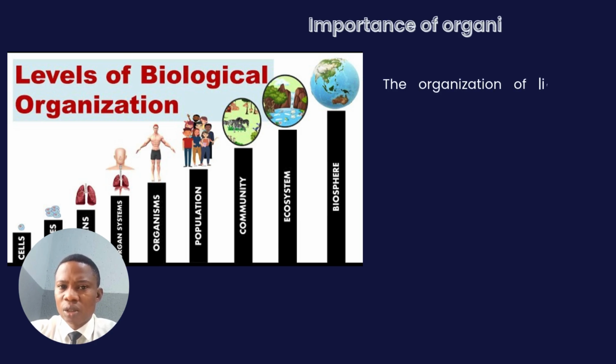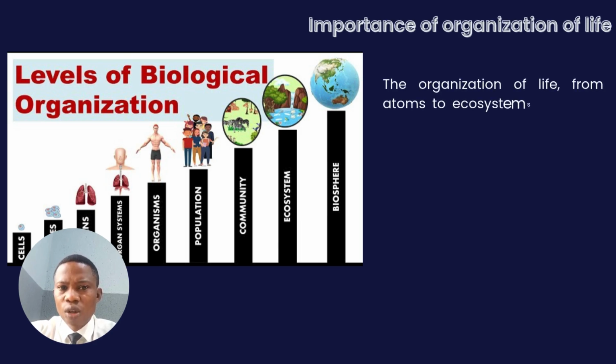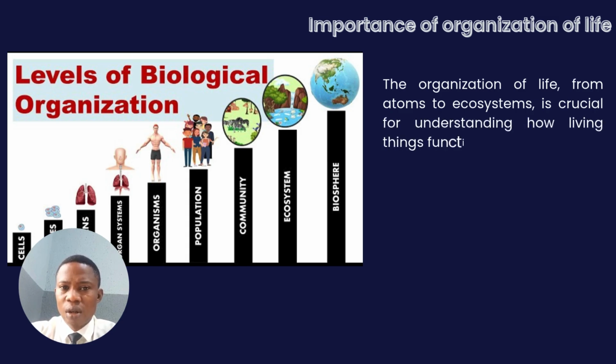Now, let's look at the importance of organization of life. The organization of life from atom to ecosystem is vital for understanding how living things function and interact. We have looked at the levels of organization of life, where we talked about the cell, tissue, organ, system. All these are levels of organization of life. There are organisms that range from simple to complex. Organization of life is very vital for life.